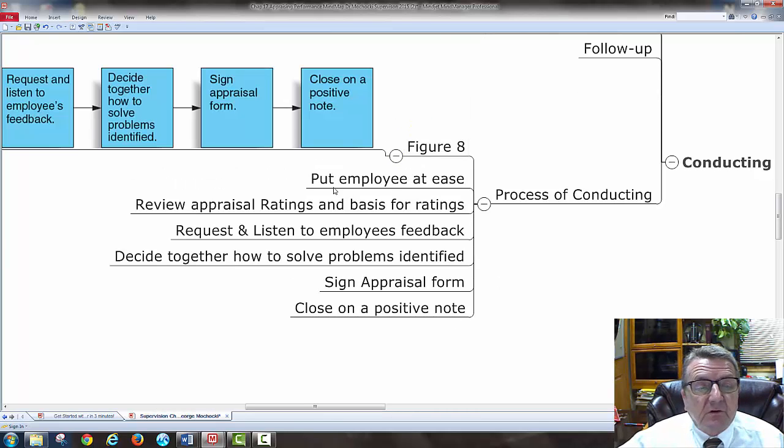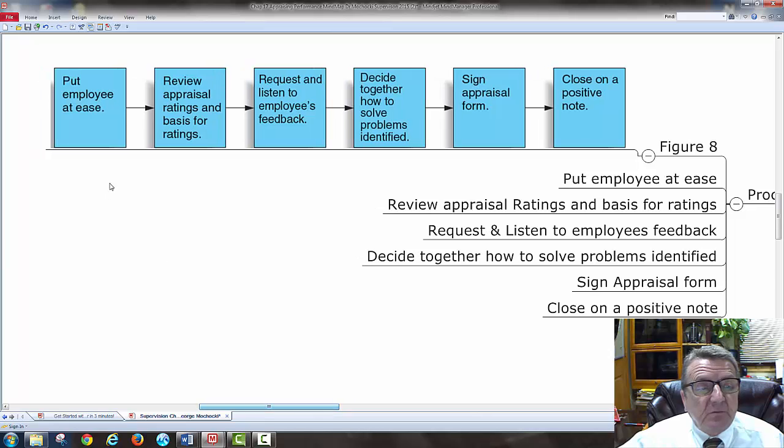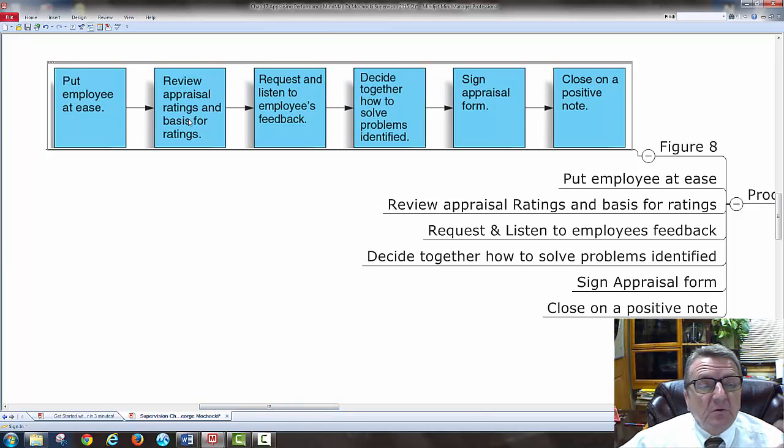And here's the whole figure. It's basically, when I'm looking at this, you put the employee at ease when they come in, review the appraisal rating and the basis for the rating. Here's what we're going to go through. And every time I do this lecture, it brings back memories of when I had to do that, on both sides of the coin.